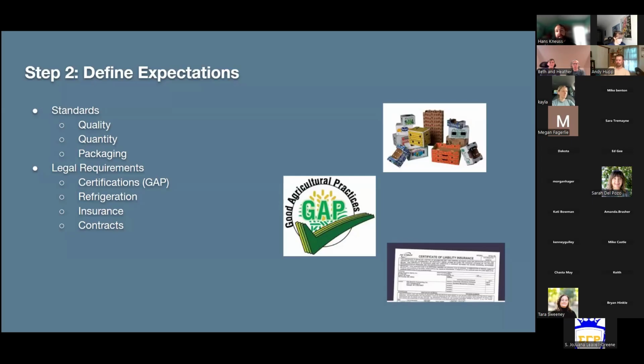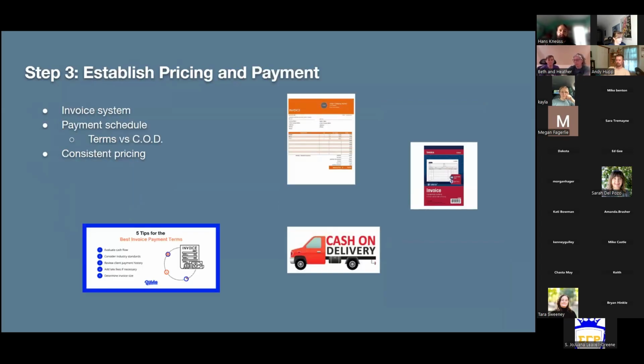Contracts can be good and bad. I've dealt with them in different industries in my life, not too much with the produce thing, but you've got to be careful. And if you can, make sure if you do have a contract, seek legal advice to look at that as well. So step 3, you want to establish pricing and payment with these wholesalers.